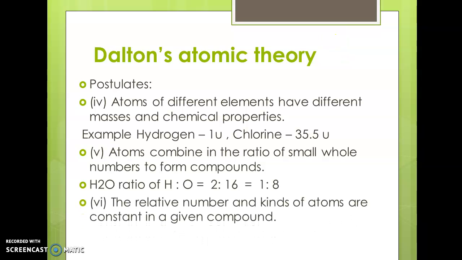The last postulate is that the relative number and kinds of atoms are constant in a given compound. Let us understand with the same example of H2O. The relative number: hydrogen is 2 atoms. So, 2 atoms of hydrogen and 1 atom of oxygen. What are the kinds of atoms? The kinds of atoms, hydrogen and oxygen, are constant in a given compound. So you can understand that the relative number and the kinds of atoms are always constant in a given compound. So, there are 6 postulates in Dalton's atomic theory.